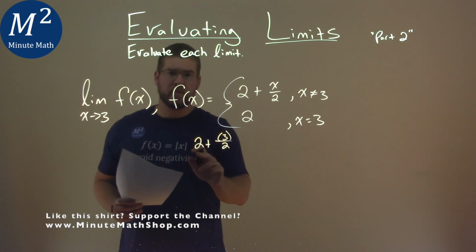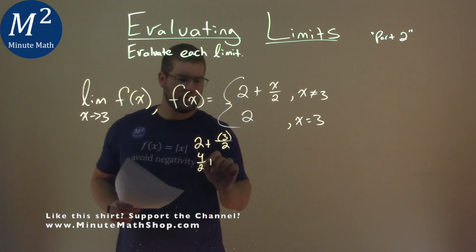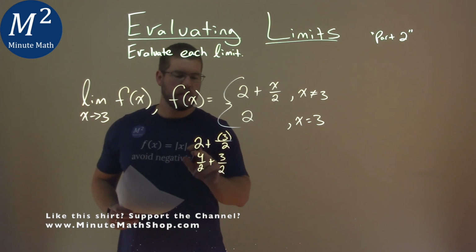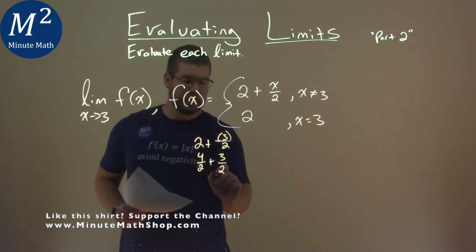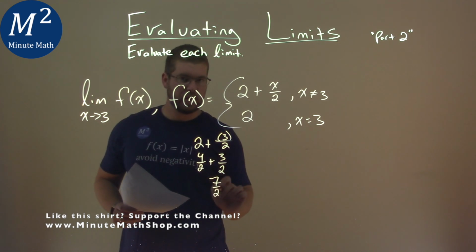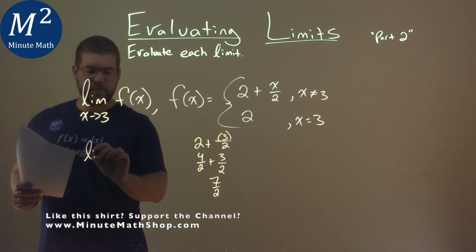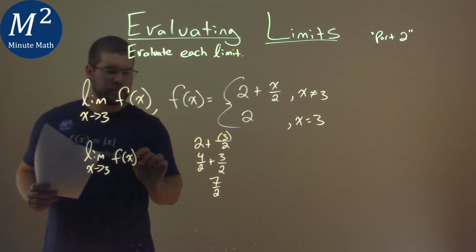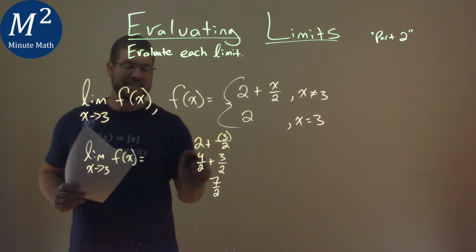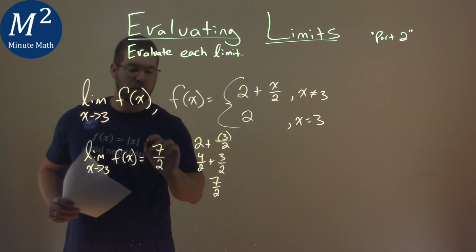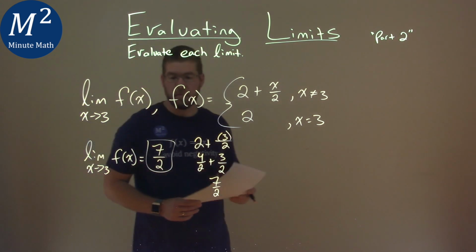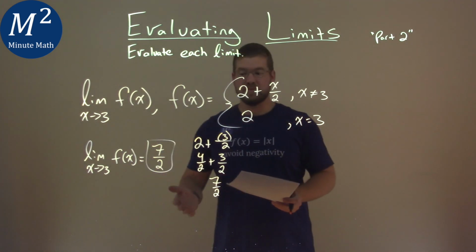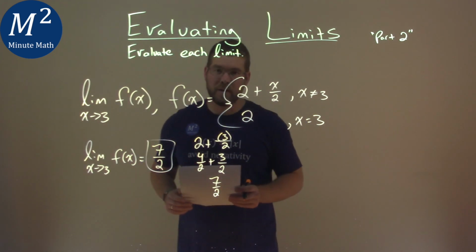2 can be written as a fraction as 4 halves plus 3 halves. 4 halves plus 3 halves comes out to be 7 halves. So again, we need to find this limit as x approaches 3 of f of x. Let's relabel it. And it's equal to, again, that 7 halves. It's where it's approaching, not what it's equal to. So our limit here is equal to 7 halves, and that's our final answer.